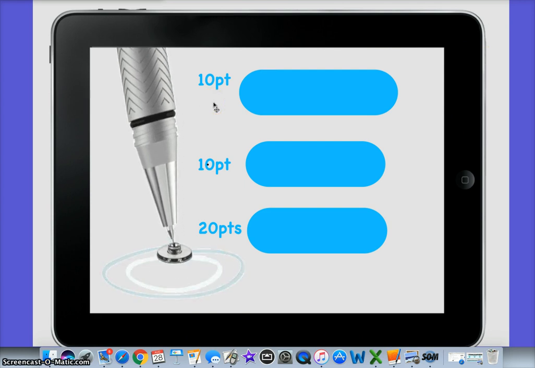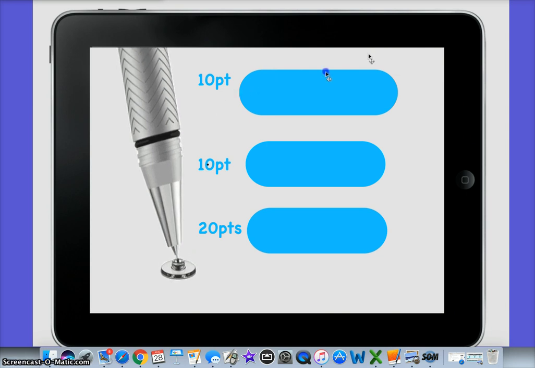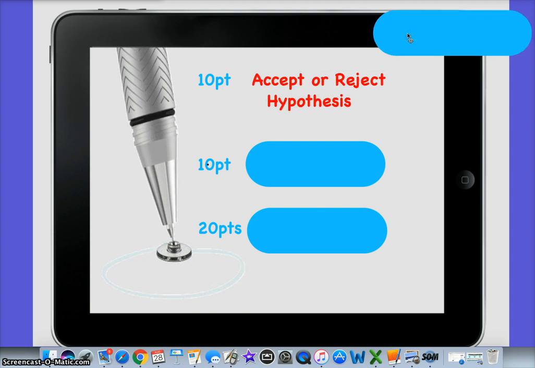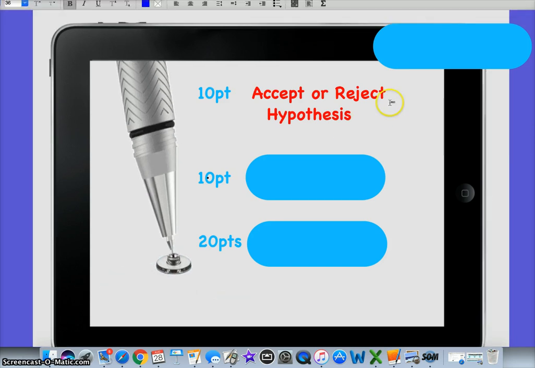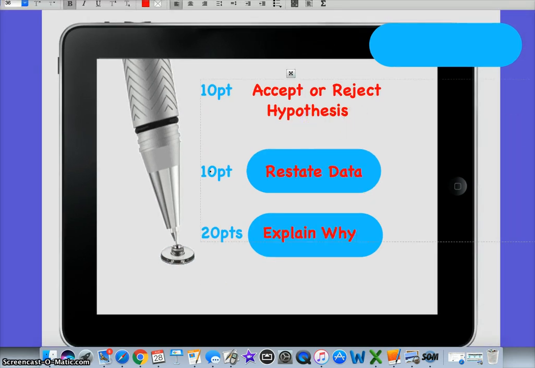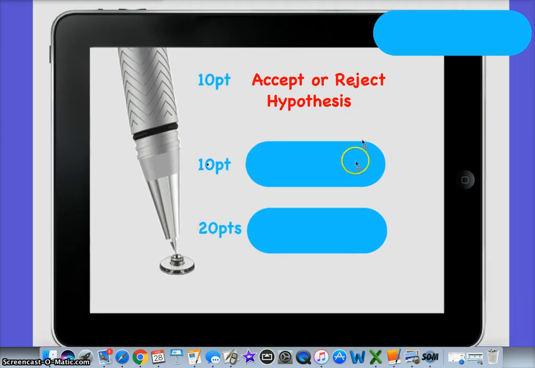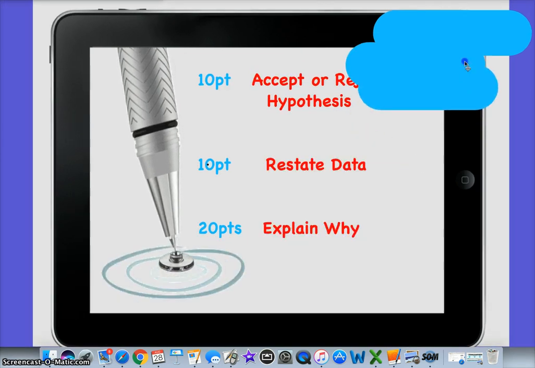What does your paragraph have to have? I'm breaking it down for you even further. I'm telling you, you need this, this, and this in order to earn the 40 points. What do you think is the first thing you need? Awesome. Accept or reject your hypothesis. So in conclusion, my hypothesis was incorrect. And right there, you restate that hypothesis. So your sentence is perfect. Oh, wow, I just showed you all the answers. Then you restate data, and then you explain why.